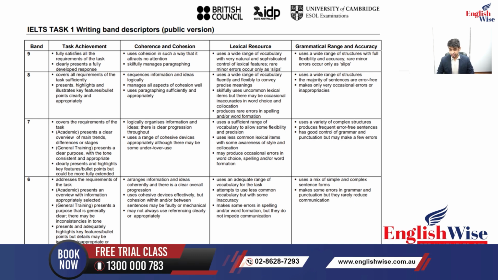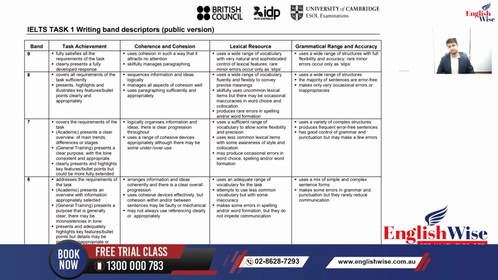Presenting a clear overview of the main trends and providing difference between stages. If you have a bar chart, a line chart or a pie chart, provide an overview statement. If you have a process chart or a map, you have to provide a difference between the stages or the time period you can see. Clearly presenting and highlighting the main features and providing details is another thing you should do in your task achievement.